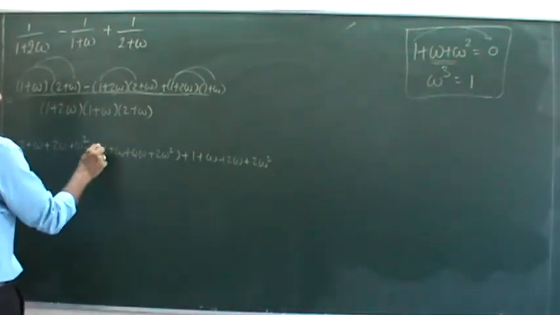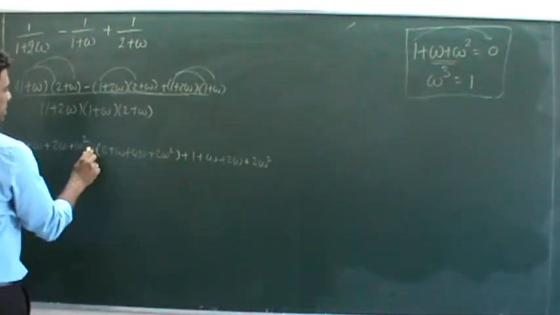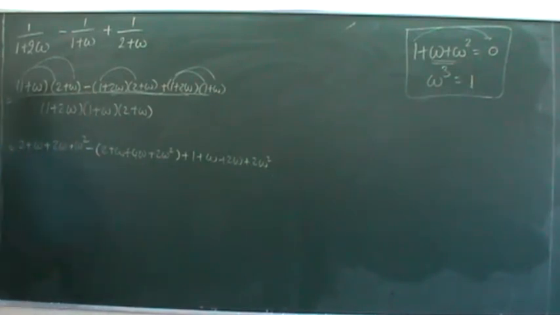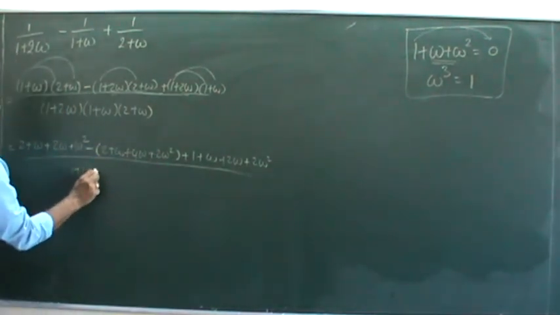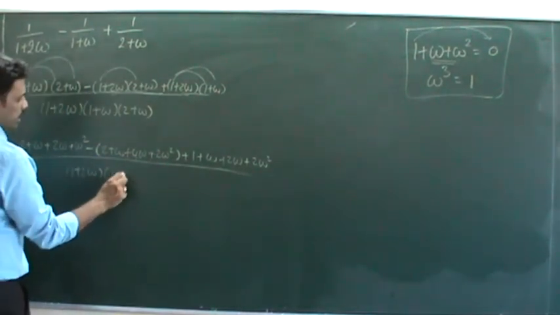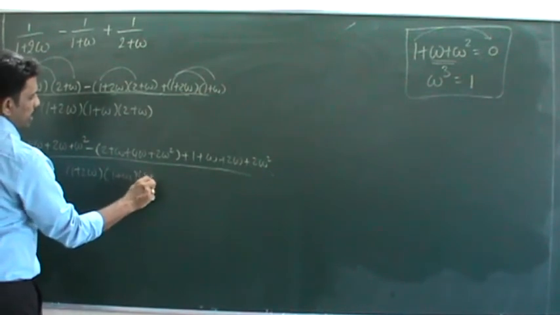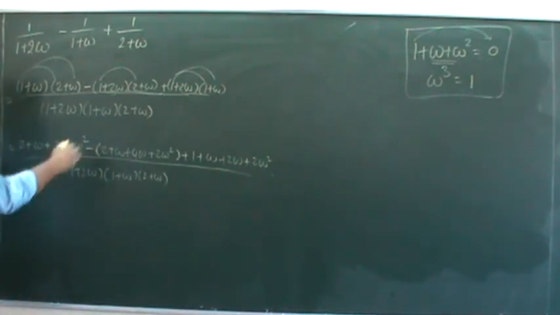Why did I put a bracket here? Because there is a negative sign here. That's why. So now come to the denominator. Don't simplify the denominator, my dear children. Leave the denominator like that only. Now expand the bracket. Before that, if it is possible, you cancel it.